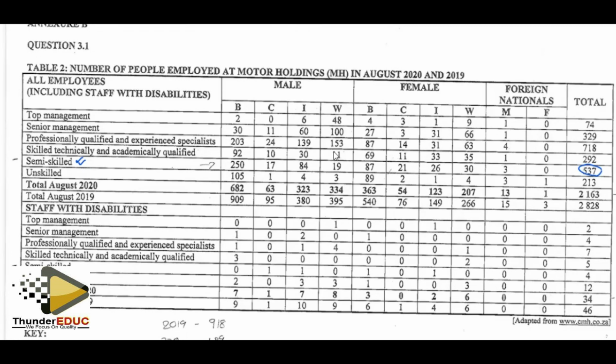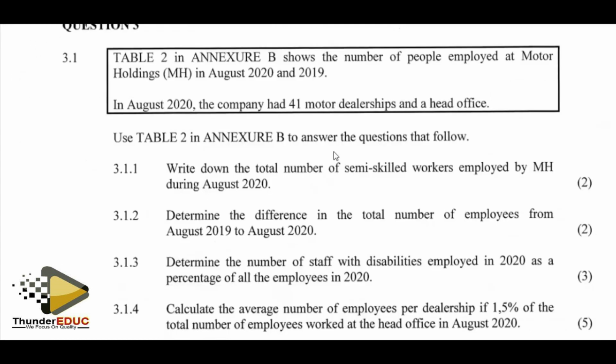Then also here staff with disabled. All employees including staff with disabled. So here we also have semi-skilled. So our answer becomes 537 plus 4, which became 541.